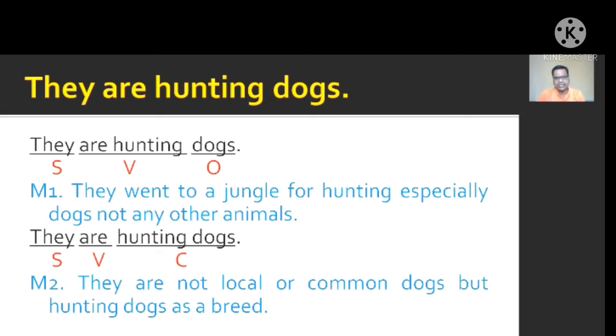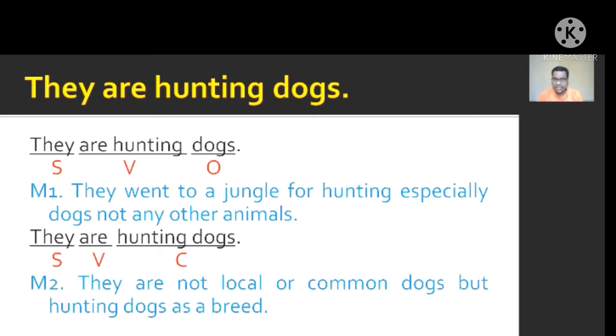Now look at the sentence over here. They, subject; are hunting, verb phrase; dogs, object. Now you see the meaning. They went to a jungle. What was the purpose of going to a jungle? Hunting. But what kind of hunting? Do they hunt tigers or lions or bees? Actually, it is against the law. But just for the sentence purpose, we have considered it.